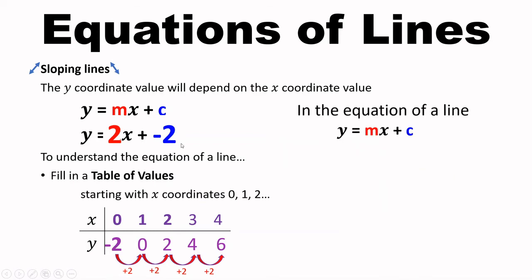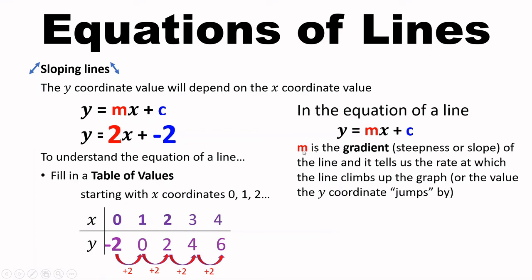In the equation of a line y equals mx plus c, the m value represents the gradient. The gradient of a line is also called its steepness or its slope, and it tells us the rate at which the line climbs up the graph or the number that the y-coordinate seems to jump by. Now, the word jumping is not a mathematical term, but this might help you to understand what the gradient is. This is our gradient. It's what we're jumping by down here.